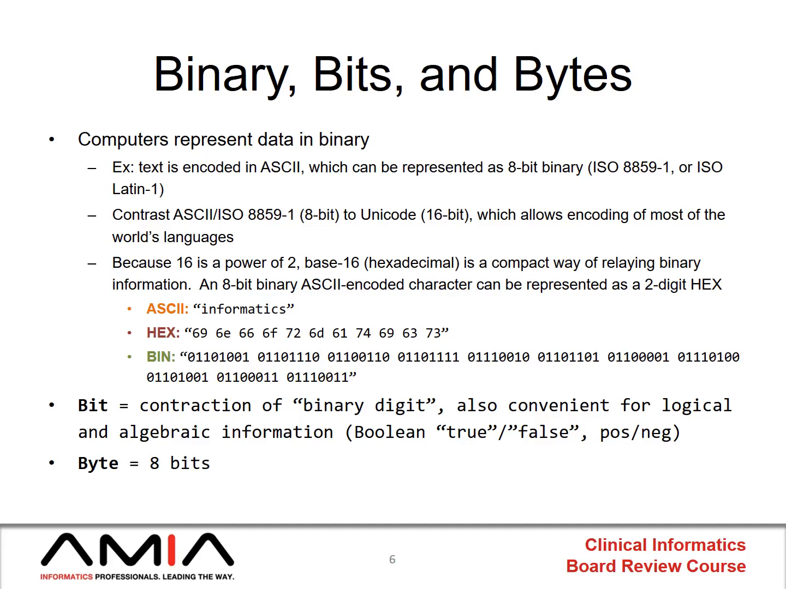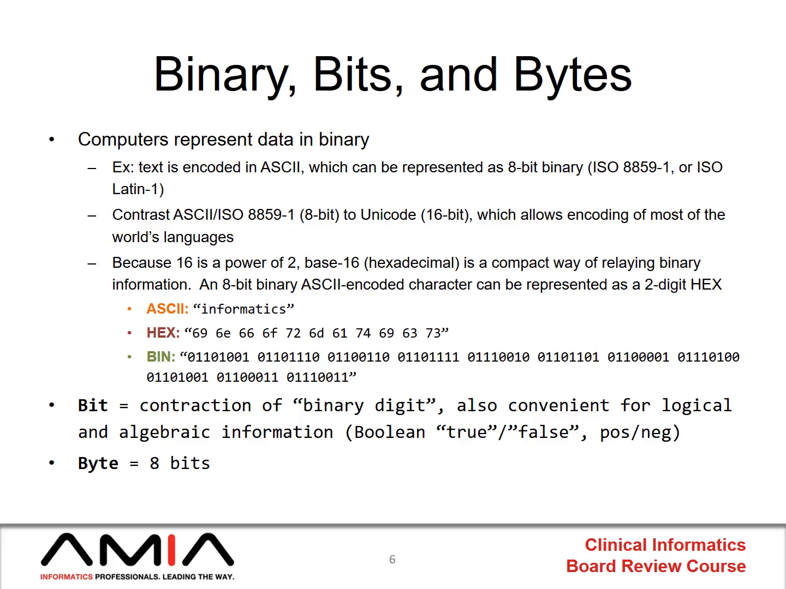The text that we see on a screen in a computer is actually encoded in something called ASCII as one of the encoding standards for various character systems. And a typical ASCII letter can be represented as an 8-digit or what we call an 8-bit binary code. And this is specified by an ISO standard, ISO 8859-1 or ISO Latin 1.